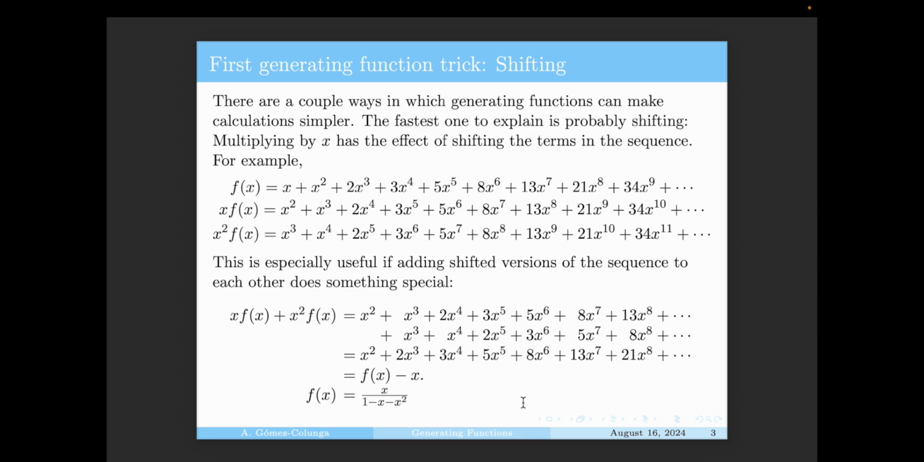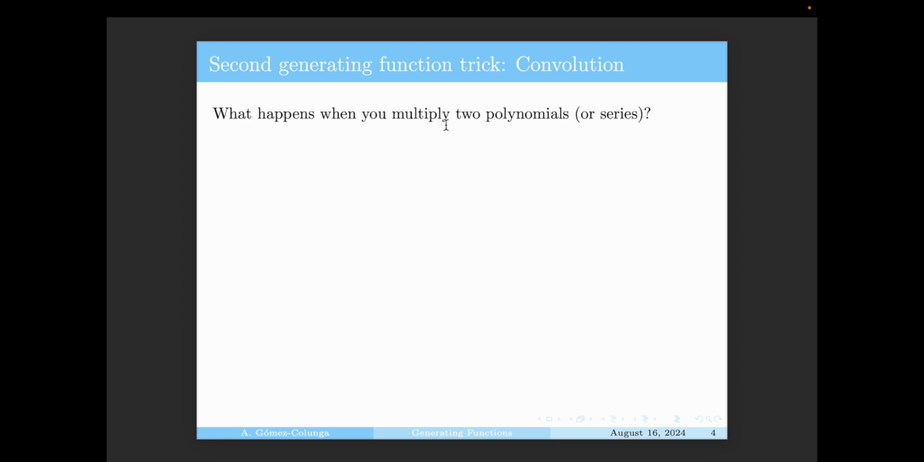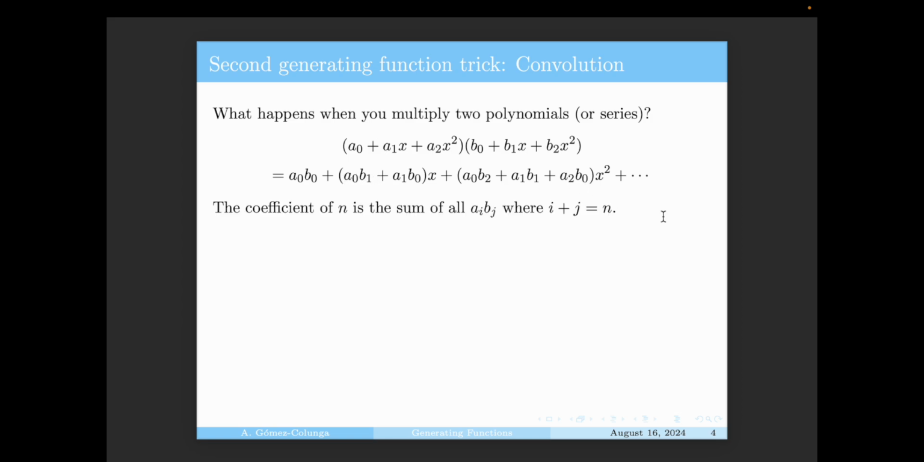To introduce our next trick, I would like to ask the question, what happens when you multiply two polynomials, or series, with each other? So in this example, we've got a0 plus a1x plus a2x squared, and b0 plus b1x plus b2x squared. It's two quadratic polynomials. And if you multiply them together, you see that the first few terms are a0b0 for the constant term, and, well, it's this. The thing to notice here is that the coefficient of x^n is the sum of all aibj, where i plus j is equal to n.